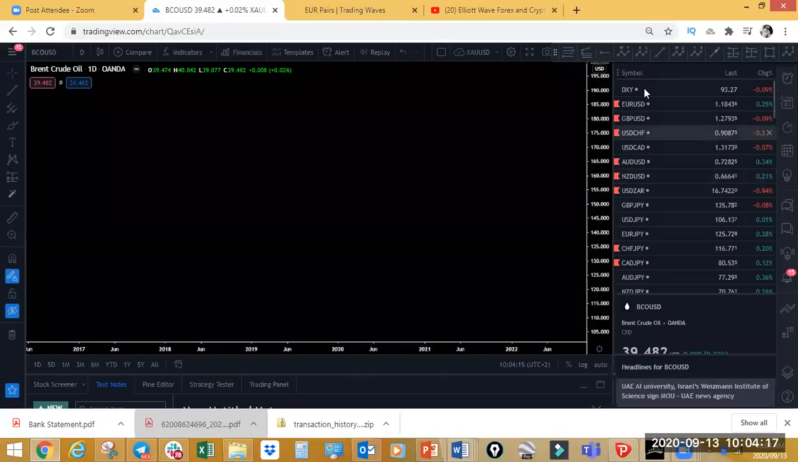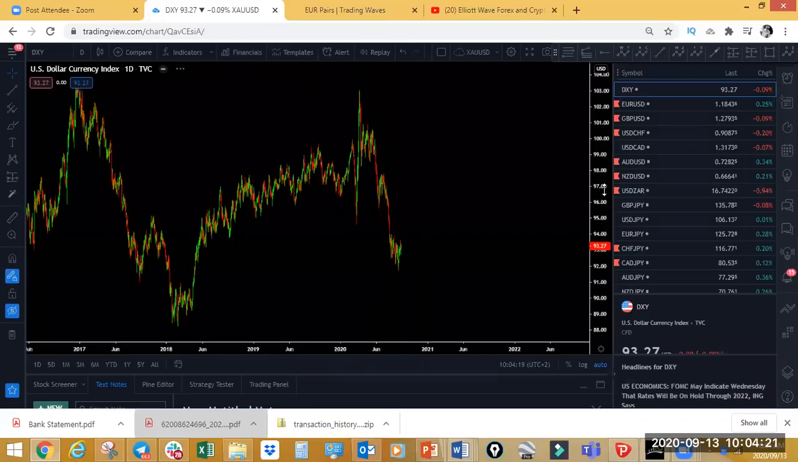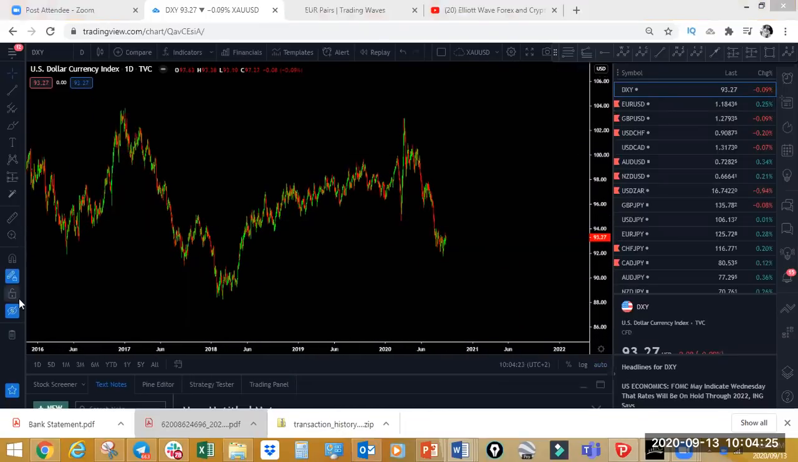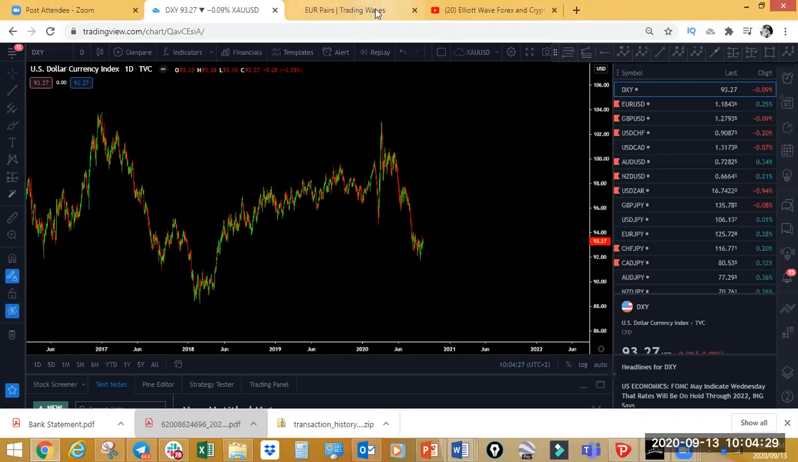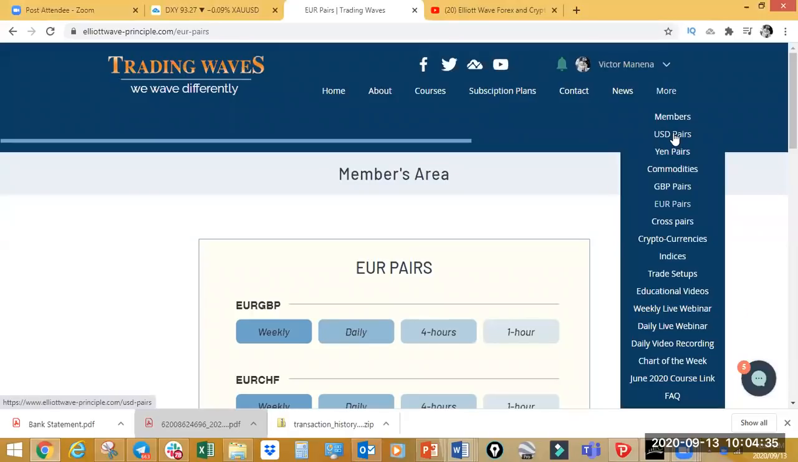US dollar pairs. Let's start with the DXY. What are we expecting with the DXY? On some of the charts, you'll see that on my current charts I don't have all the labelings. So the updated charts are on the website here, and we'll be referring to the charts on the website. Let's start with the DXY. We'll go to the US dollar pairs.